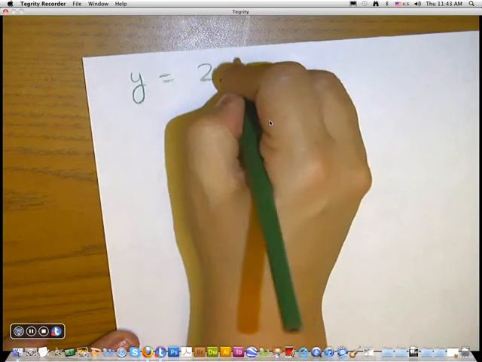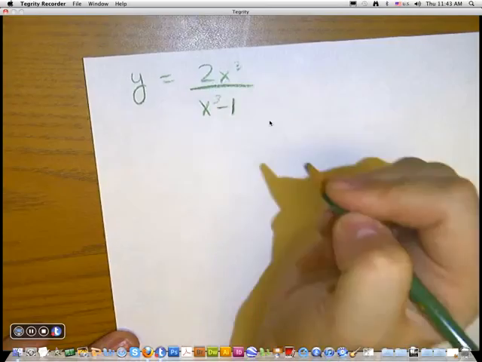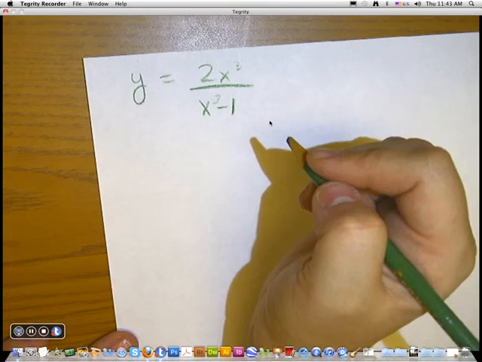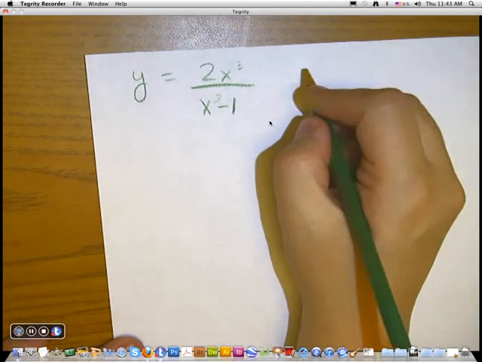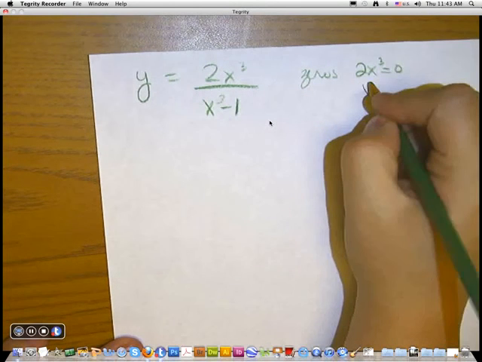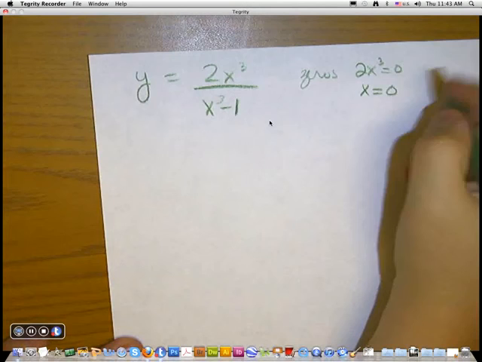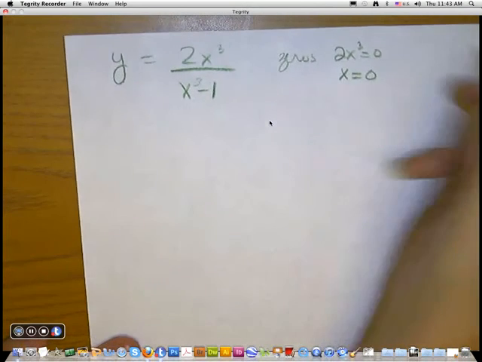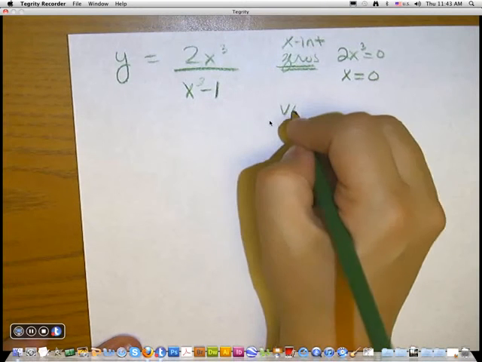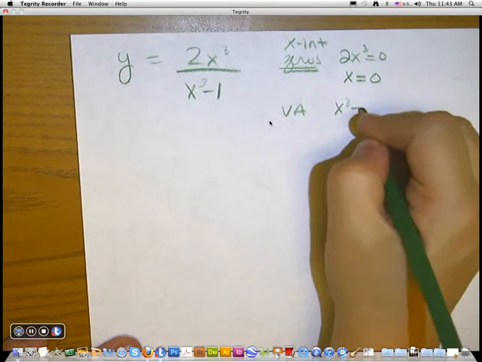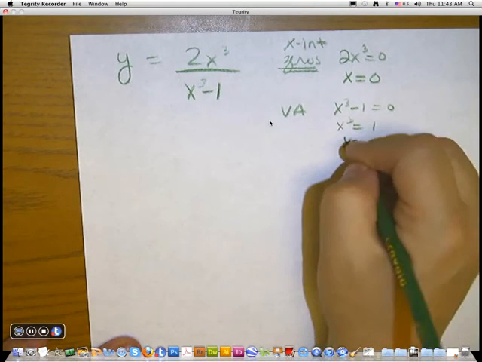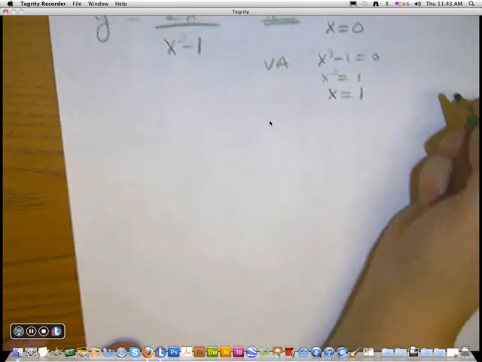y equals 2x cubed over x cubed minus 1. In this case, the zeros is when the numerator is equal to 0. So the x-intercept is 0. The vertical asymptote is when the denominator is equal to 0. So x cubed is 1, cube root both sides, x is 1.